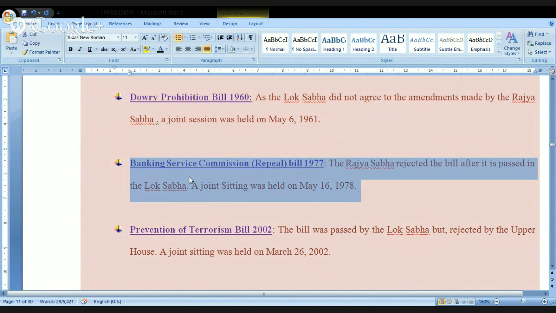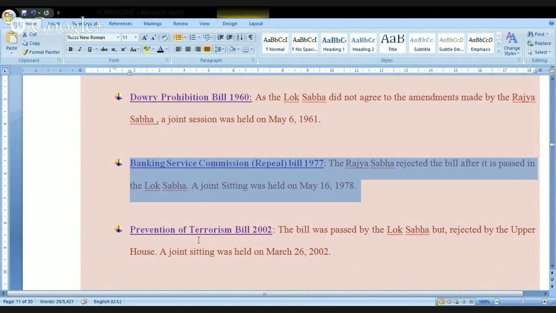Second one, look at this. The Banking Service Commission Repeal Bill of 1977. The Rajya Sabha rejected the bill after it was passed in the Lok Sabha, and a joint sitting was held in 1978. And in both the cases, kindly remember, in the first case of 1961 and also in the year 1978, the bill was passed in the joint session. Kindly remember one important thing here. The advantage with the Lok Sabha is the numerical strength. The number is bigger and larger in the Lok Sabha. So obviously it's an advantage for them to clear the bills in the joint session.